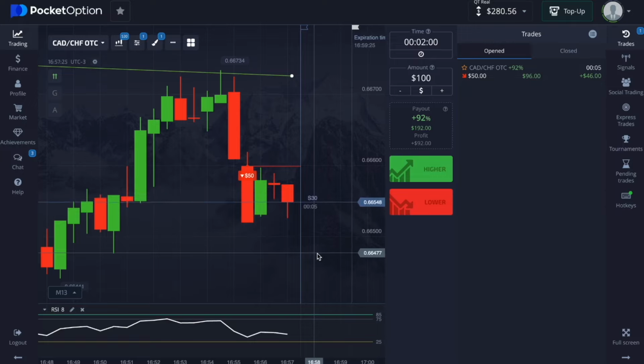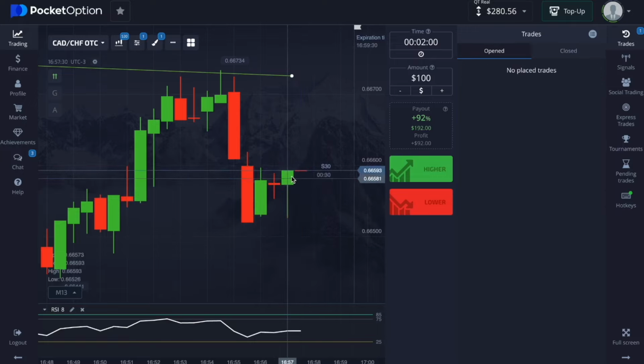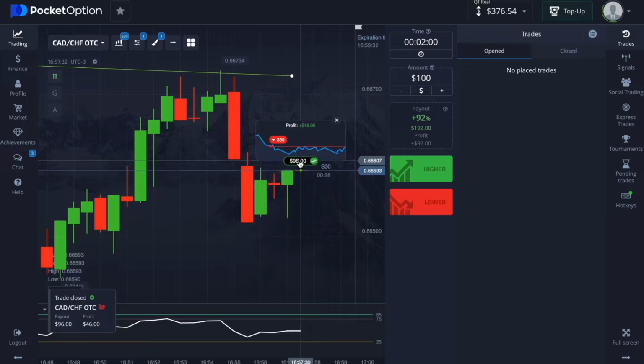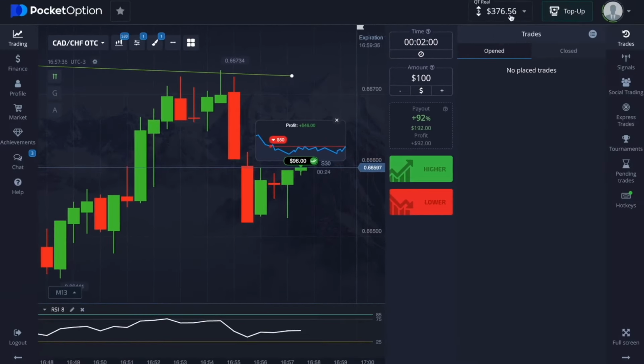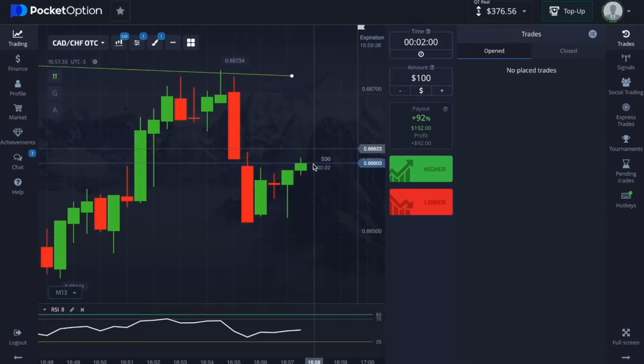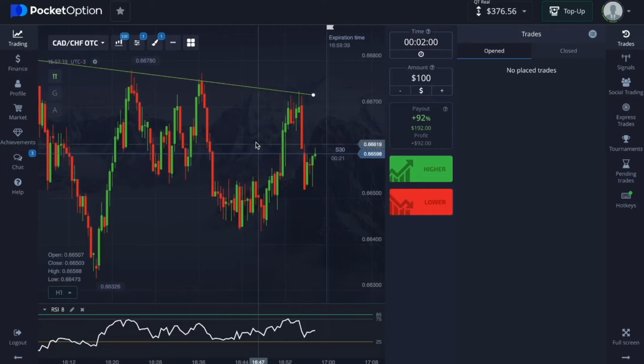In the final moments, the price sharply begins to change, but my trade closes in profit and I earn another $46. 3 consecutive trades with a profit of $46 each, and my overall deposit has tripled since the beginning of the trading session. Now, let's analyze the situation in more detail.